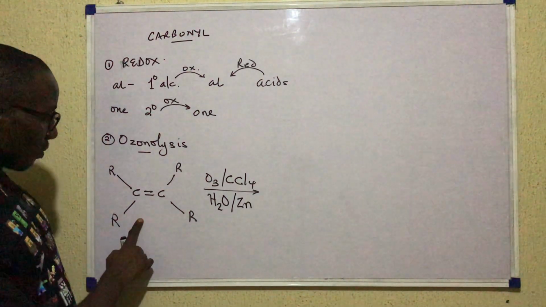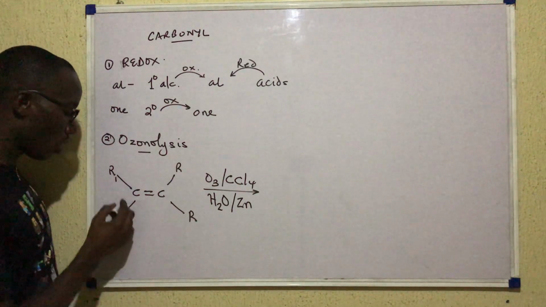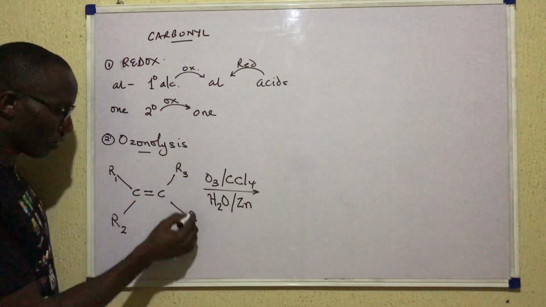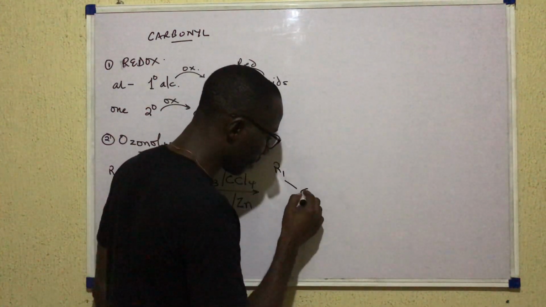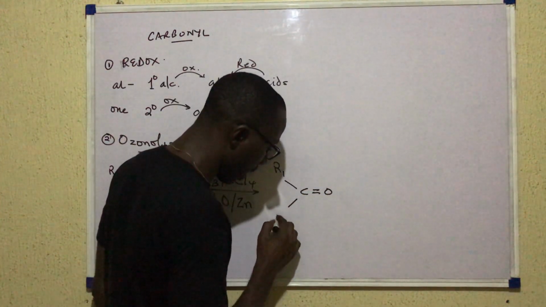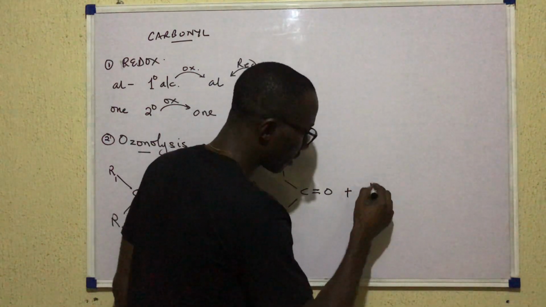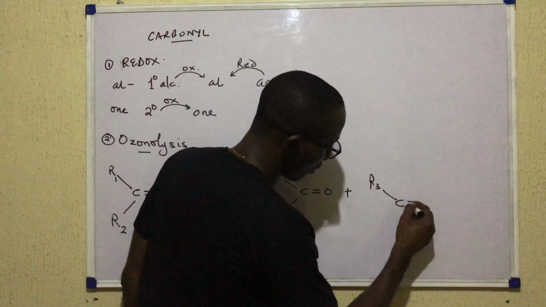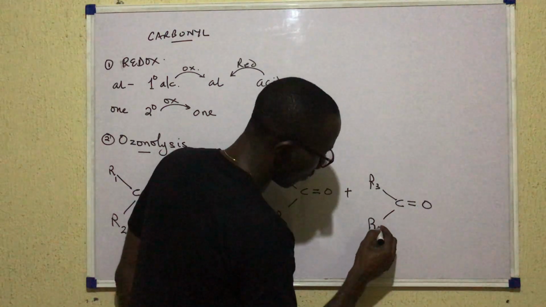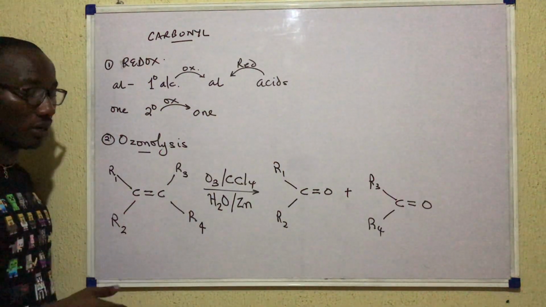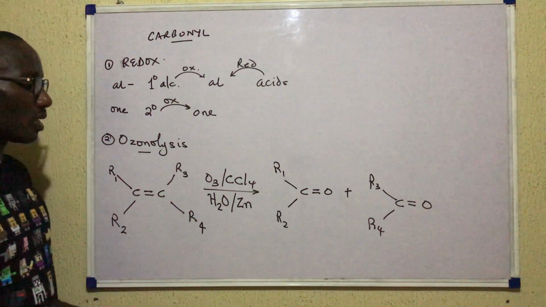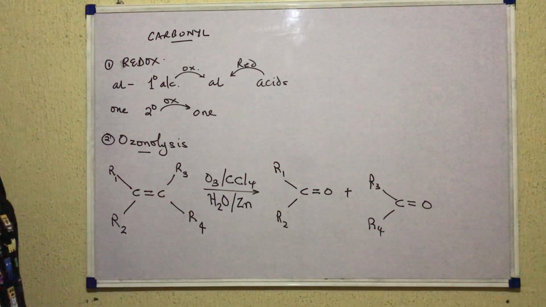So for this alkene, let's say we call this R1, R2, R3, R4. My products would be R1R2C double bond O, plus R3R4C double bond O. So if you look at what has happened there, the alkene has truly been split along the center, and then the resulting halves have been given oxygen.